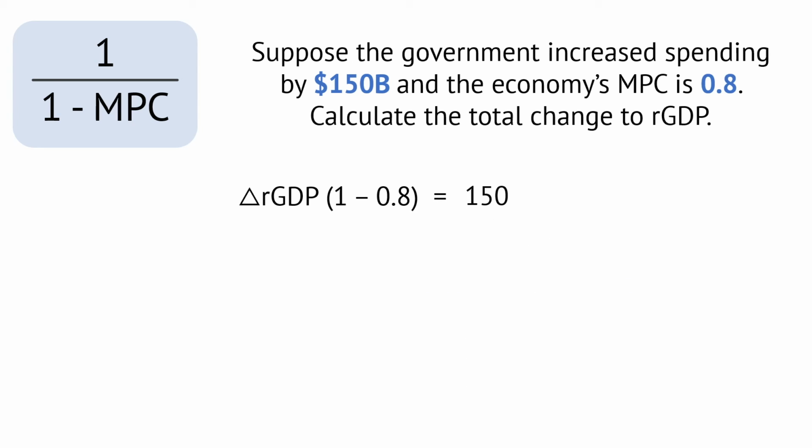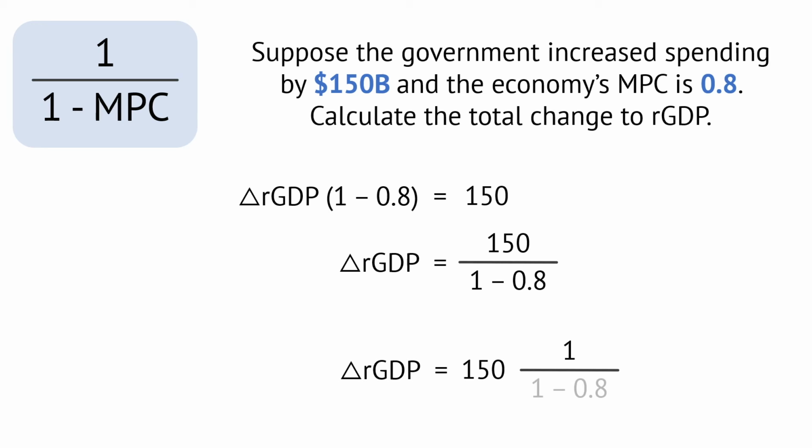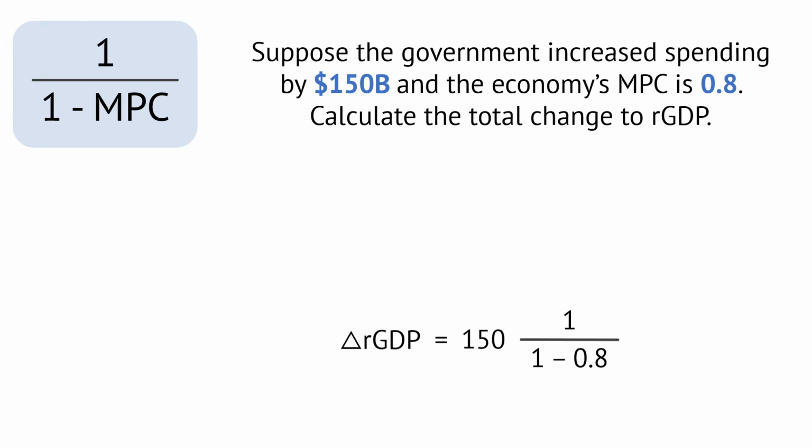And now that we have this, we can pretty well calculate what is going to be the change to our real GDP. We're going to start off by dividing both sides by 1 minus 0.8, and so that's what you get on the right side. And then again, pull that 150 out in front, and so we have the change in the real GDP equals 150 times 1 over 1 minus 0.8.